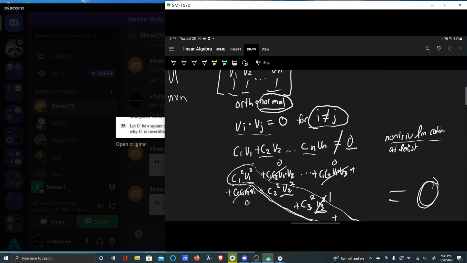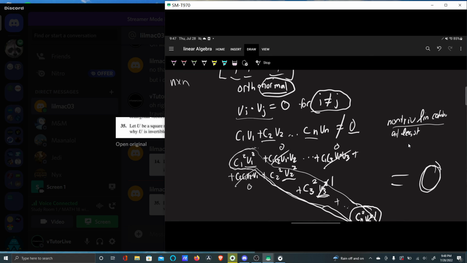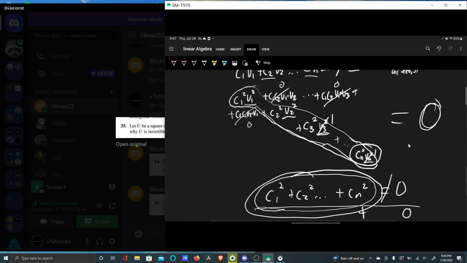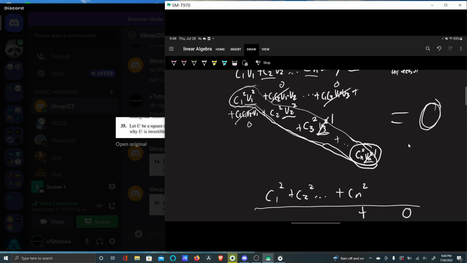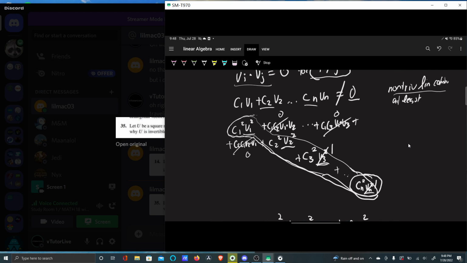It's actually not that hard to prove. Okay, you know what? Forget about contradiction. Let me just directly prove that it's not equal to 0. Let me just directly prove that this is not equal to 0.